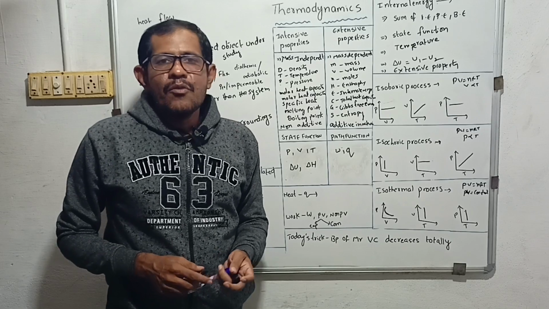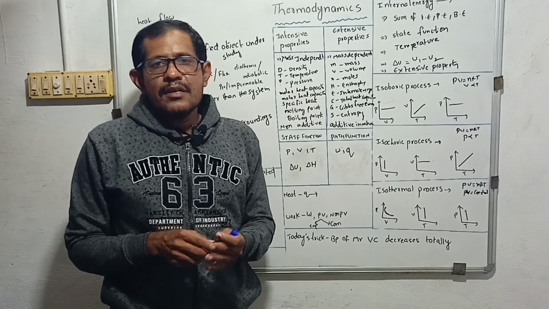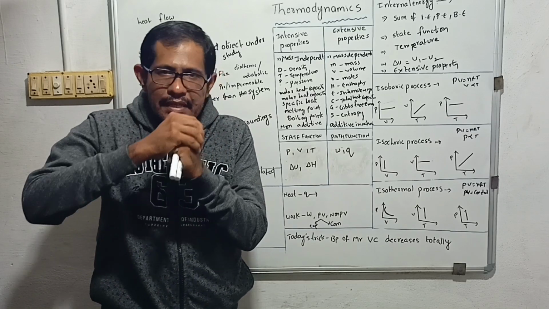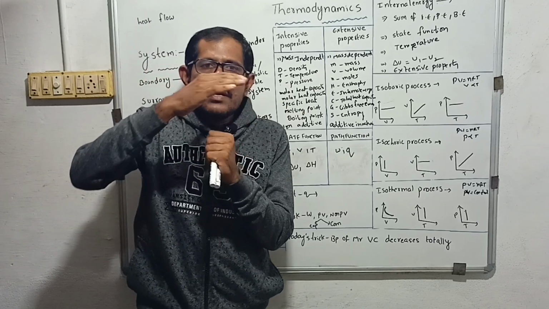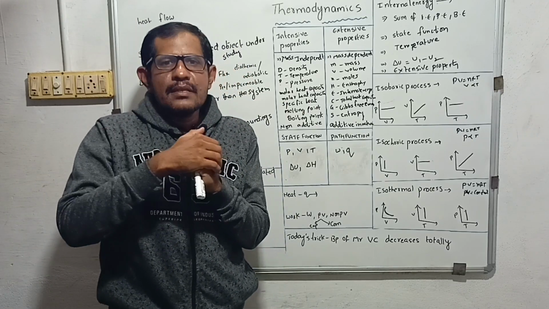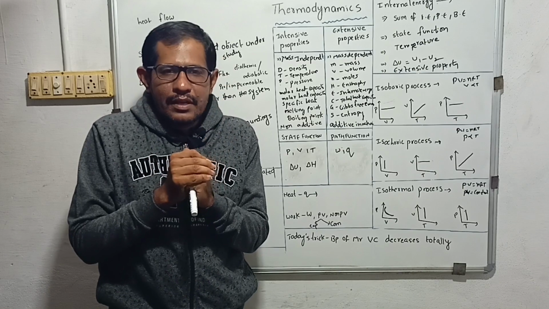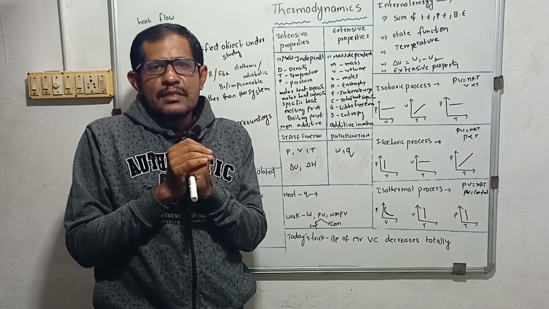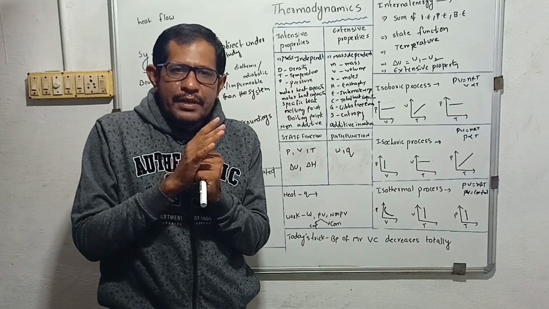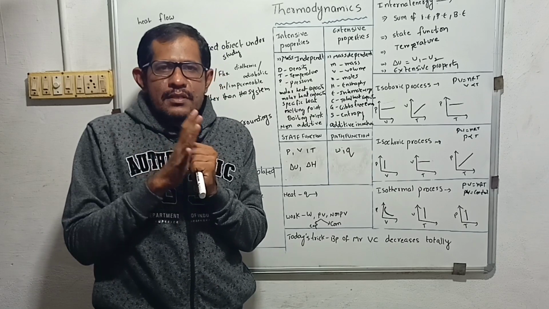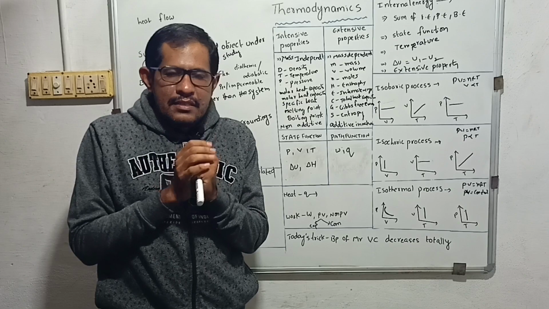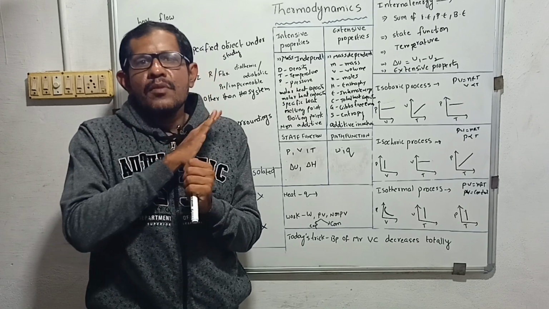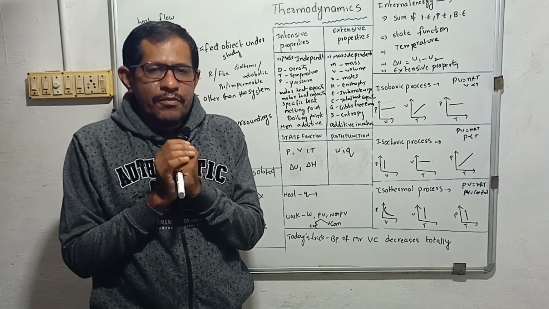Okay, I will give a summary. What we have learned in this class is: system, the specified portion under study. Boundary, it separates the system and the surroundings. Surroundings, other than the system, the remaining are surroundings. We have three types of system: open system, closed system and isolated system. Open system, exchange of heat and mass. In a closed system, no exchange of mass, only exchange of heat. In an isolated system, no exchange of heat and no exchange of mass.